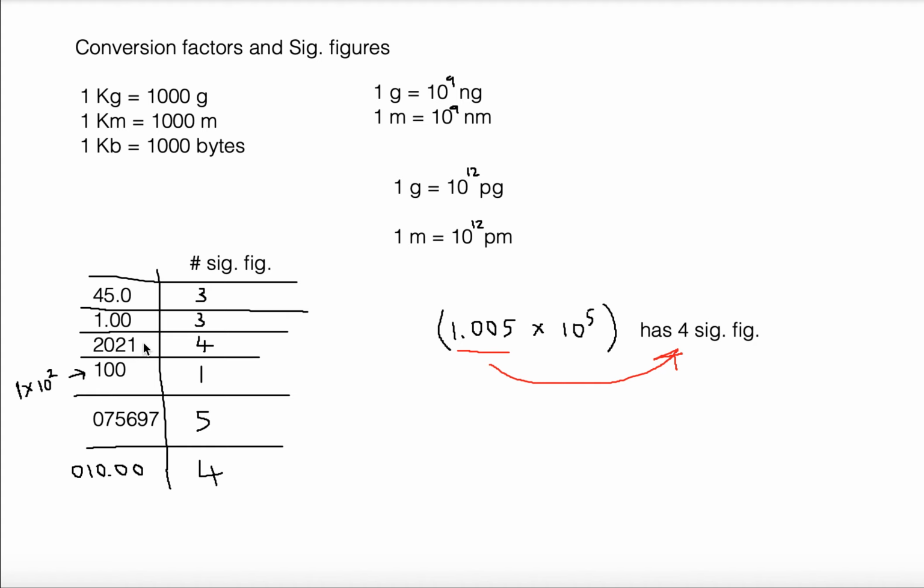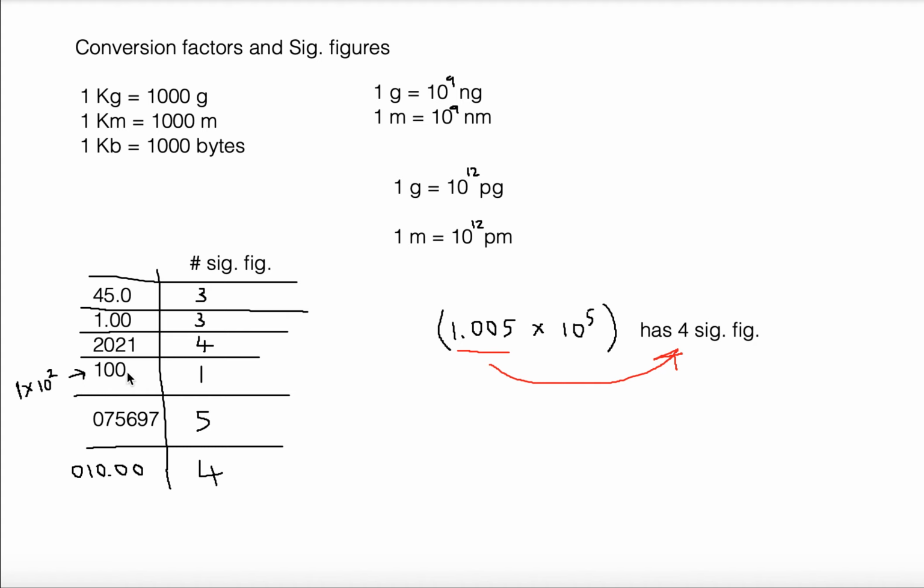Now, this number has no decimal places at all. It's a whole number, 2021. So strictly just quantity. We need all these numbers, the 2, the 0, the 2, and the 1, for the quantity. Therefore, we have to count them all, four significant figures. Now, however, when you have 100, that might be just an estimate. So only the 1 is counted as a significant figure.